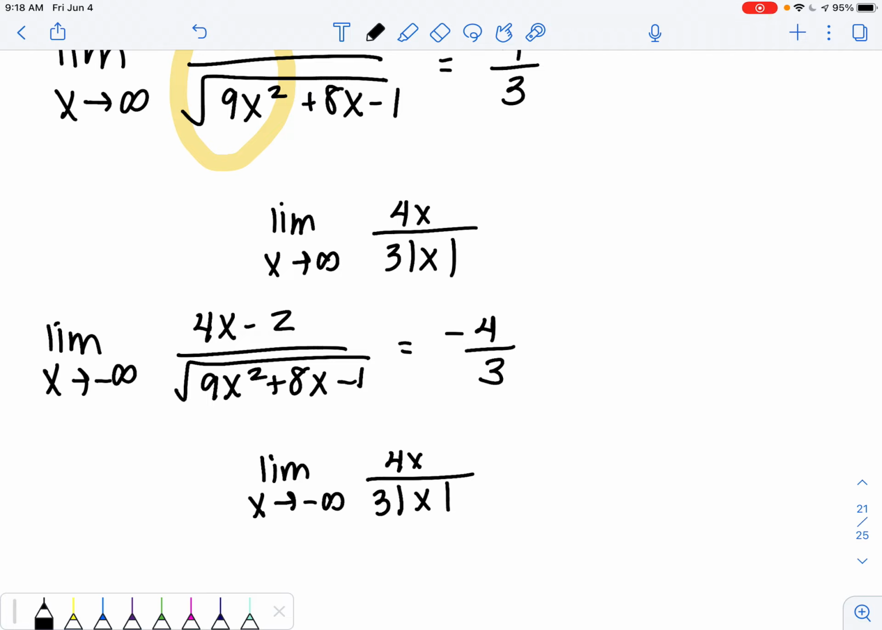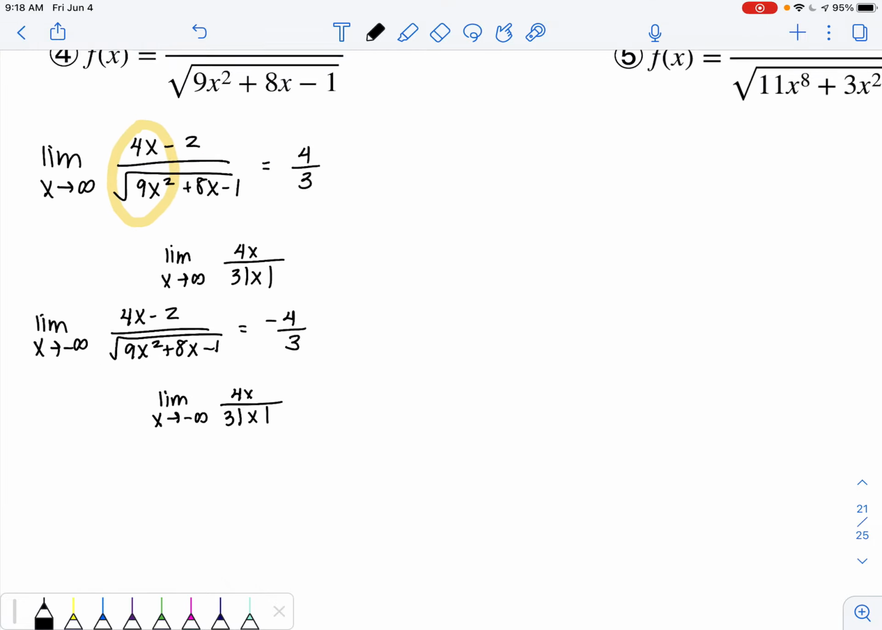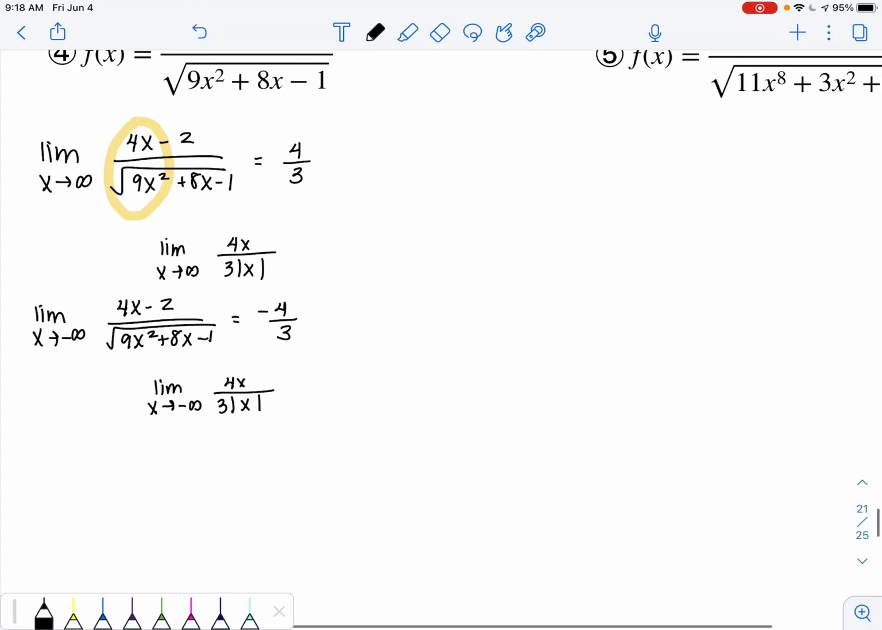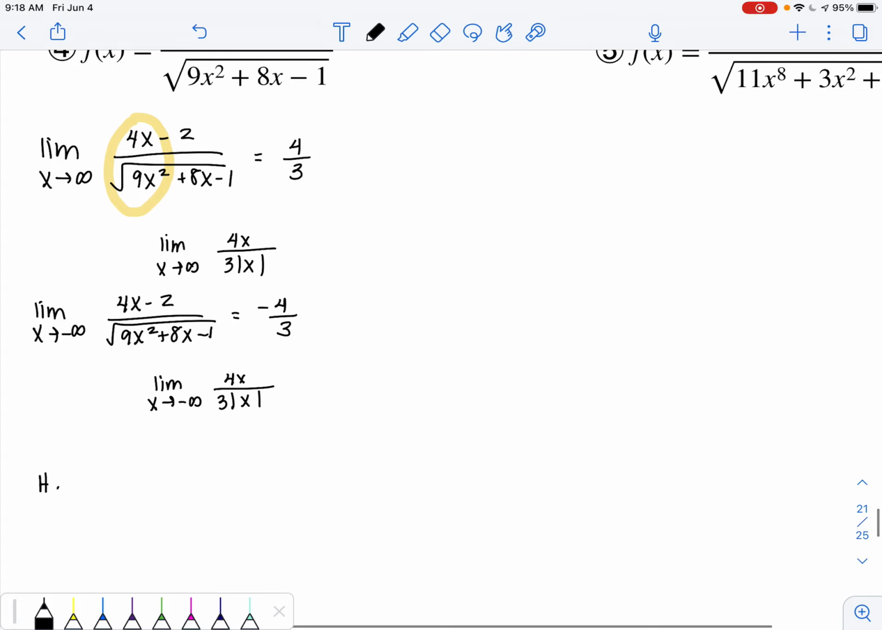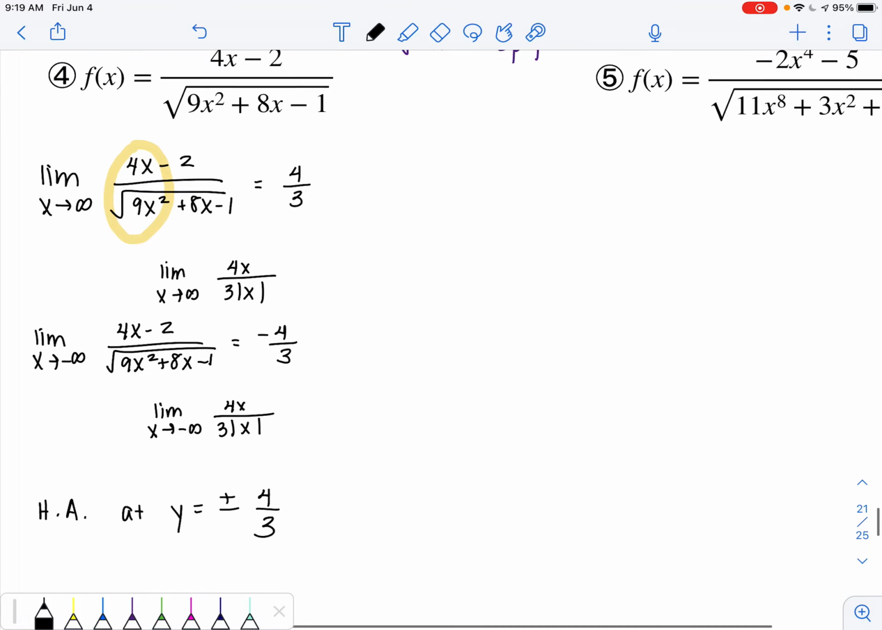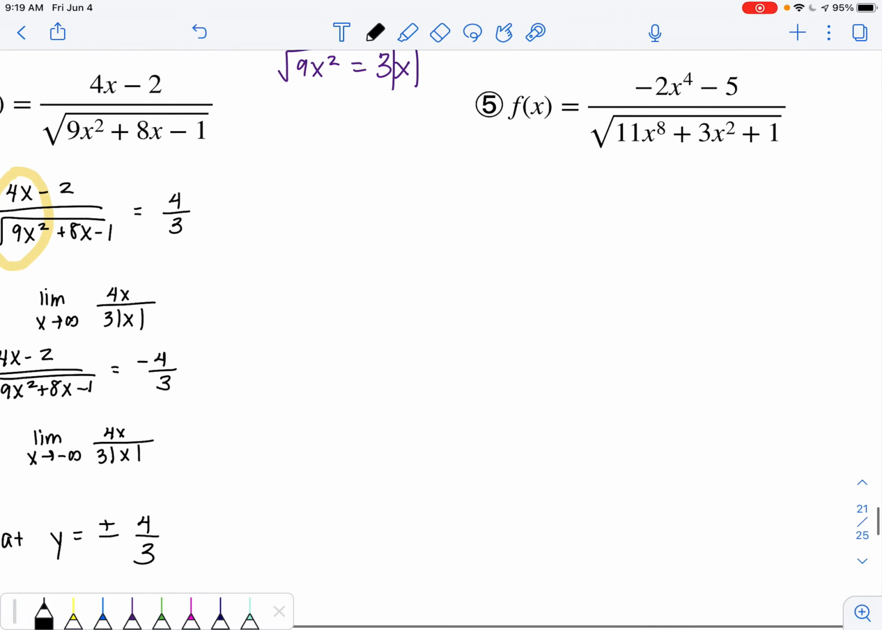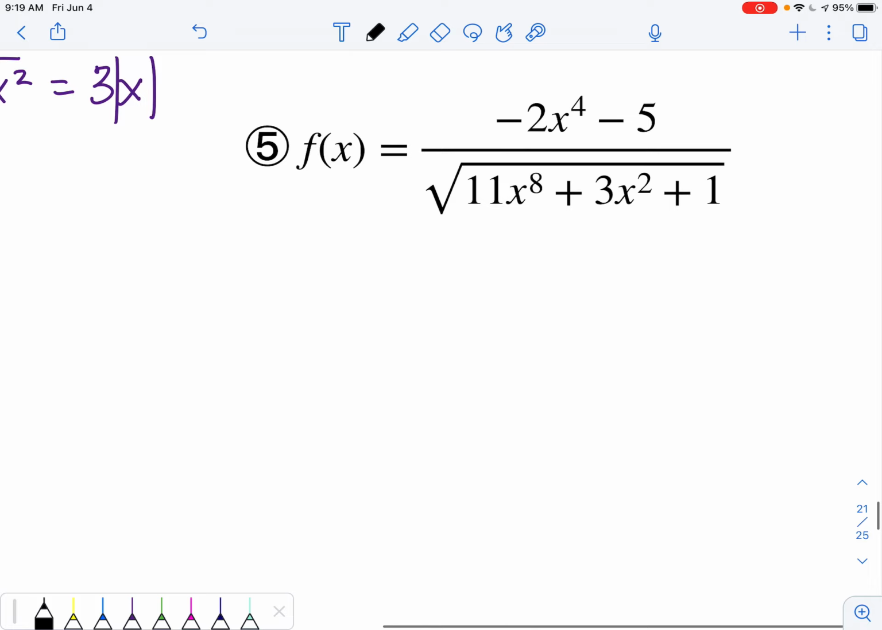So it's still coming to a constant value because the degree of the numerator and denominator is still the same, but you have to be careful because when you take the square root of x squared, you actually get the absolute value of x, so you actually have 2 horizontal asymptotes here. So we have horizontal asymptotes at y equals positive and negative 4/3 because of that square root in the bottom. So let's look at another one.